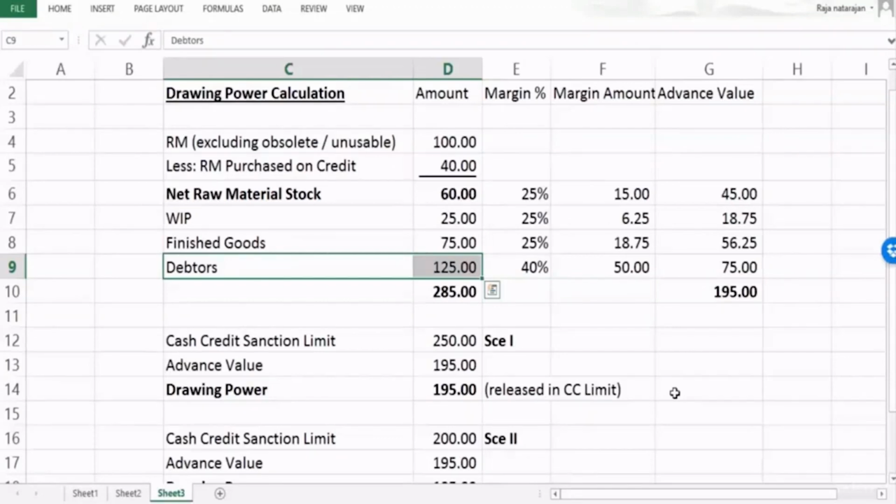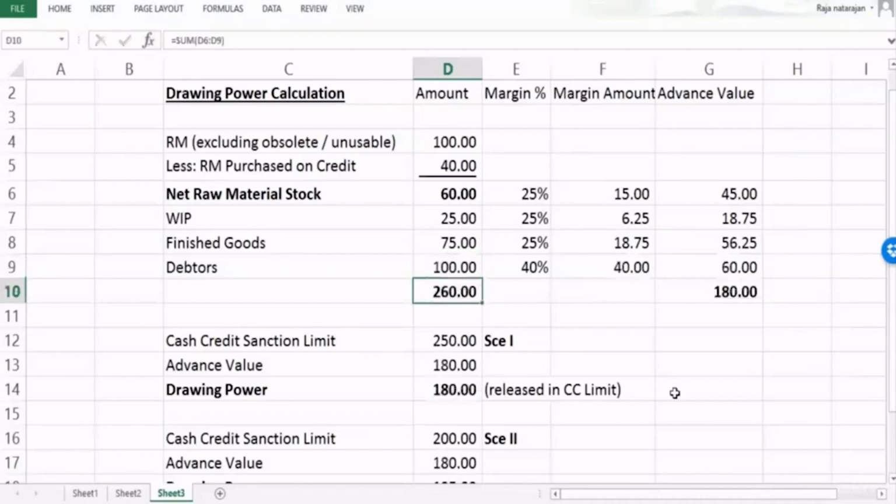So let's say the credit period is 90 days, and this 125 million includes 25 million worth of debtors which are above 90 days. Then those have got to be excluded. So from this 125, I'm going to subtract 25 million worth of debtors because they are above 90 days. Why am I removing them? Because the bank has accepted only 90 days as the credit period. So what is happening here? Debtors is becoming 100, and if you notice, the advance value has come down. Earlier the advance value was 75, but now it is only 60. So accordingly, the advance value is coming down, and the drawing power will also come down.